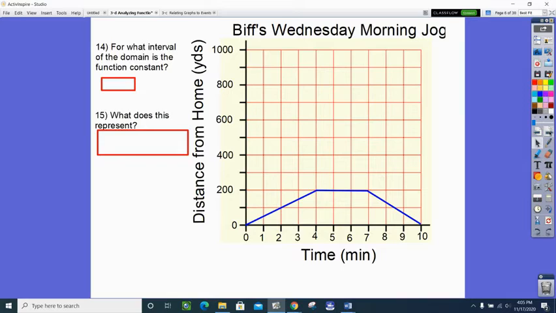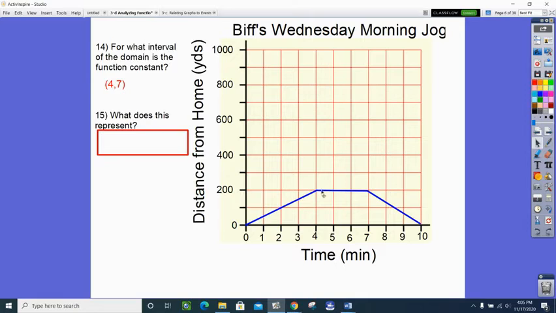For what interval of the domain on Wednesday is the function constant? Let's give that in interval notation. Did you put from 4 minutes to 7 minutes? And again, when we're talking about constant, increasing and decreasing, I tend to go with the parentheses because this inflection point, which does it belong to? So I just kind of leave it out. If you did put a bracket on this one, though, I don't get too fussy.